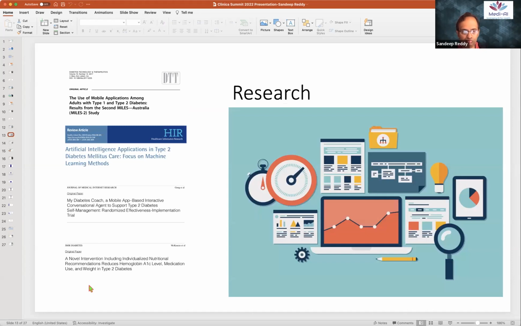Now, if you look at the research on the use of artificial intelligence in diabetes, it's increasing exponentially each year as more and more applications are being tested and validated. So there is an ample amount of evidence as to what applications work in diabetes type 2, but also generally in diabetes. There is a lot of information out there that we can borrow in utilizing artificial intelligence to address diabetes.